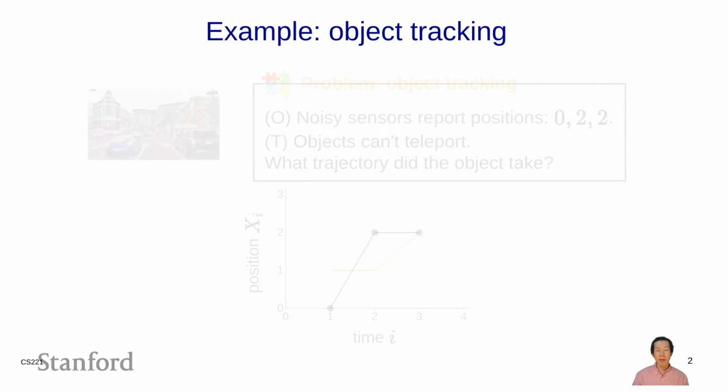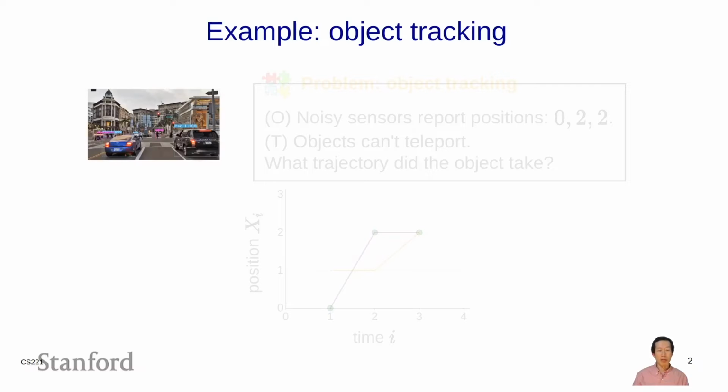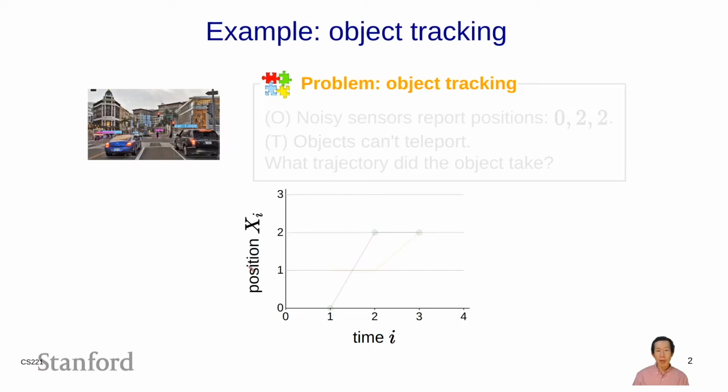Here is another example from object tracking. Suppose you're trying to build an autonomous driving system. You want to track where objects are, such as cars and pedestrians, so you know where not to drive. We're going to work with a very simplified setup here. We're going to have a number of discrete time steps, 0, 1, 2, 3, 4. At each time step, we have a sensor observation that gives us a noisy indicator of the position of a particular object.